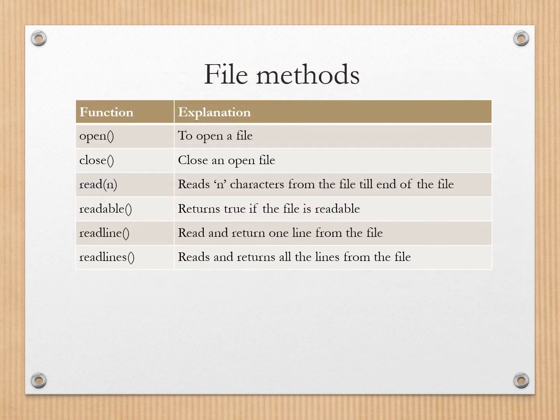These are the file methods that are used for file handling in Python. open is used to open a file, either a text file or a binary file. close is the method that is used to close an open file. read is a method that is used to read characters, and here n, the number of characters, can also be specified. readline is used to read one line from a file. readlines reads and returns all lines from the file.